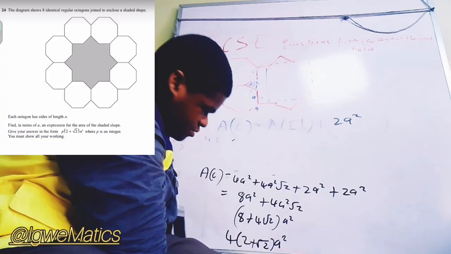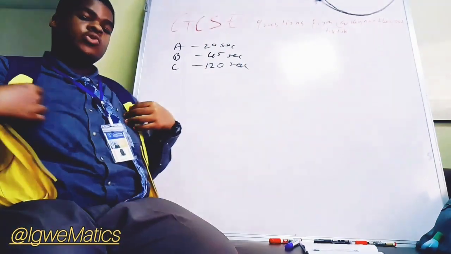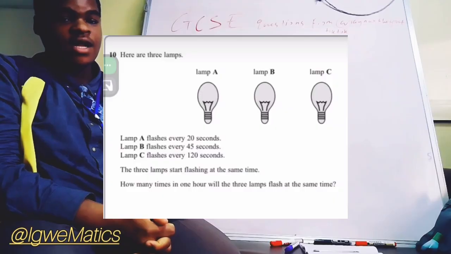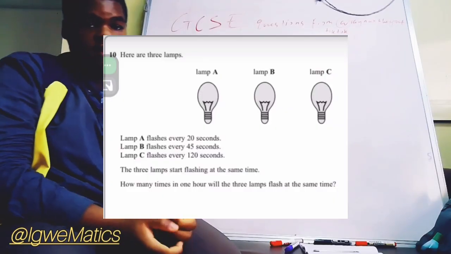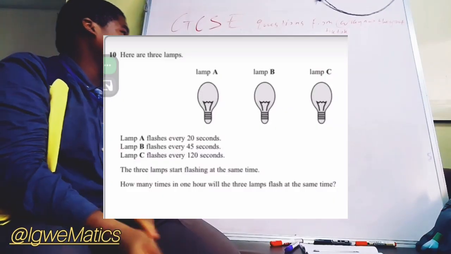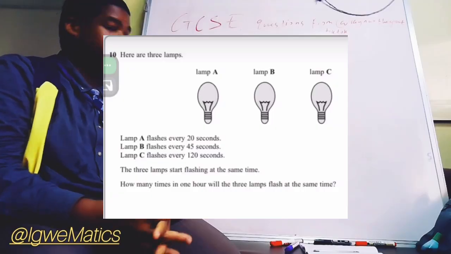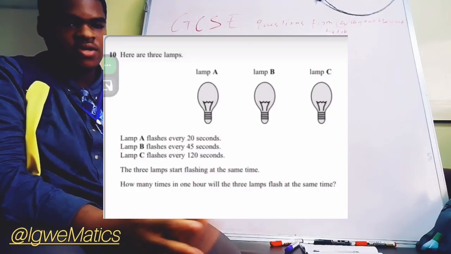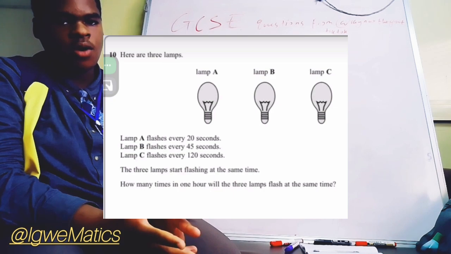Let's move on to the next question. This question, I forgot to write the question down, but we're going to say something about lamps. Lamp A flashes every 20 seconds, lamp B flashes every 45 seconds, and lamp C flashes every 120 seconds. How many times do they flash at the same time in 1 hour?